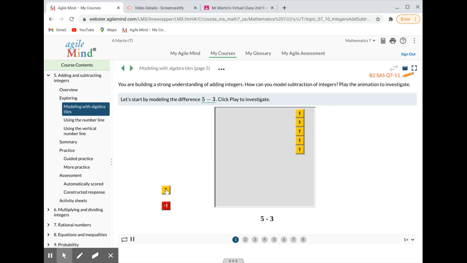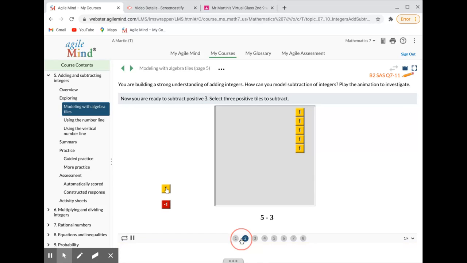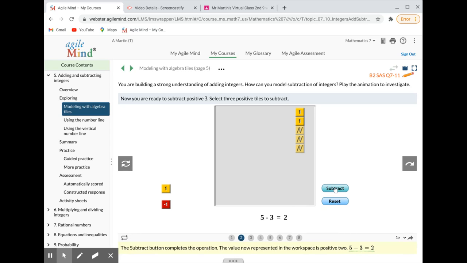So the first thing that we notice is they have used 5 positive tiles to represent the number 5, okay? Now, we're going to select 3 positive tiles and remove them. When we do that, we're going to see what will be left over. So after 3 positive tiles are removed, what's left? 2. Great job.